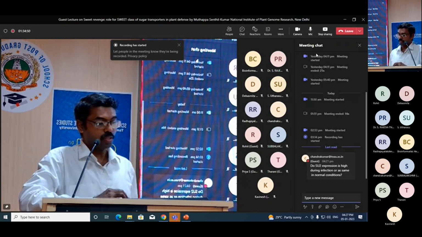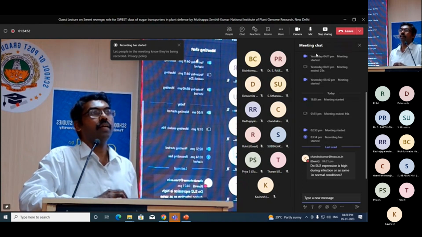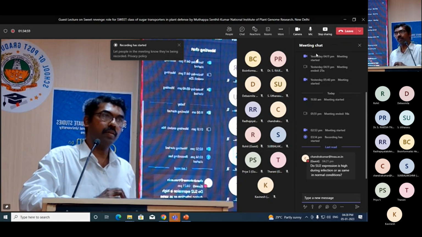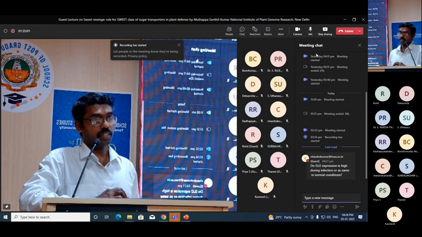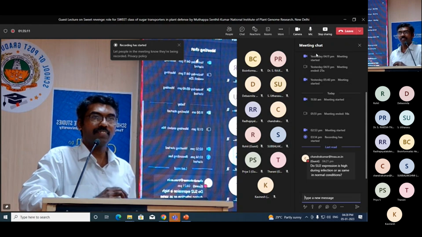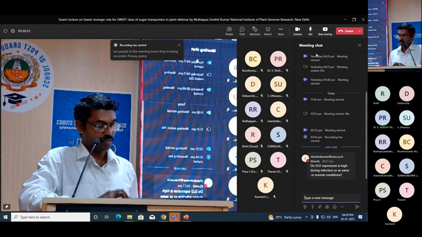explainable. So the answer to that question is yes, it is high, and it has a small degree of variation between the response to non-host pathogen and the host pathogen. That is one of the reasons why we thought that maybe during the pathogen infection, the plant is trying to upregulate the SWEET transporters to get the sugar out of the apoplast. So yes, it is high.